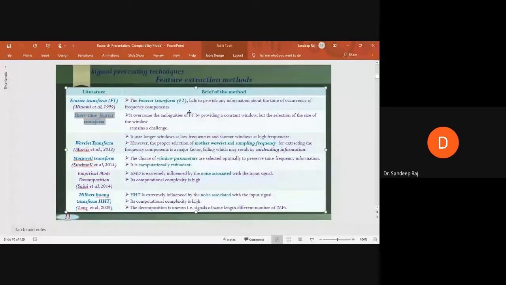Like the Fourier transform provides the frequency components, as we all know, but it fails to provide any information about the time of occurrence of the frequency components. The short time Fourier transform overcomes this limitation of the Fourier transform. It provides a constant window, but the selection of window size remains a challenge, because ECG is a non-stationary signal. Let me give you an example: while I am sitting, my heart rate is around 82 to 85 beats per minute, and it is normal. But while I am running, my heart rate goes beyond 100 beats per minute, approximately 105, 110. But that is not a case of abnormality, that is a physical change.